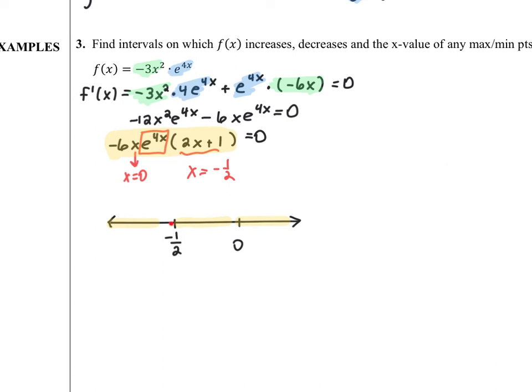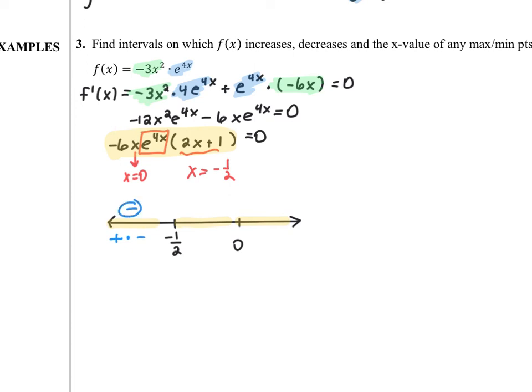Let's start here with a number less than negative 1/2, like a negative 2. When I put a negative 2 in for this x times that negative 6, it's going to go positive. When I put a negative 2 here, in fact, any number I put for this e to the 4x is going to give me a positive number, no matter what that x is. So this is not going to have any effect. It's always going to be positive. When I put that negative 2 here times the 2 plus 1, it gives me a negative. So a negative times the positive that I had from before is going to give me a negative value on that interval.